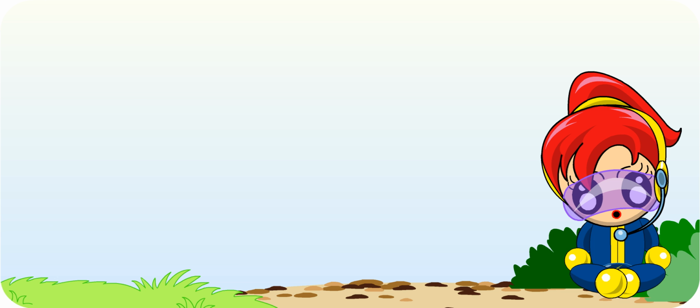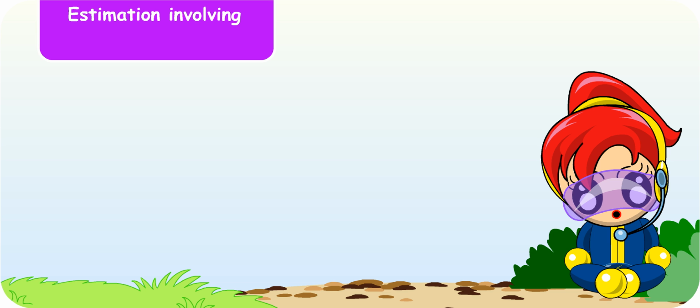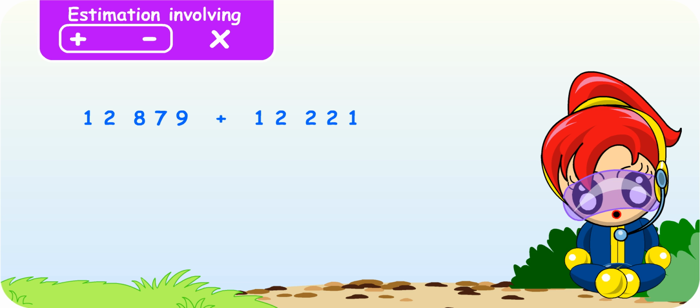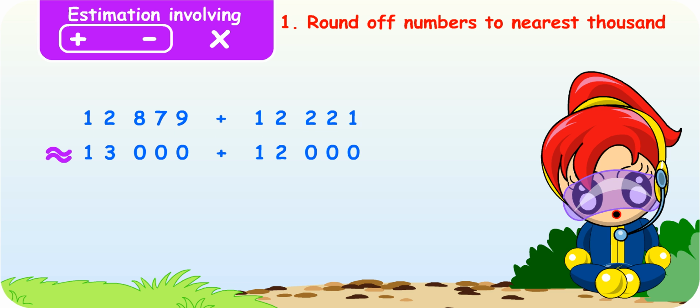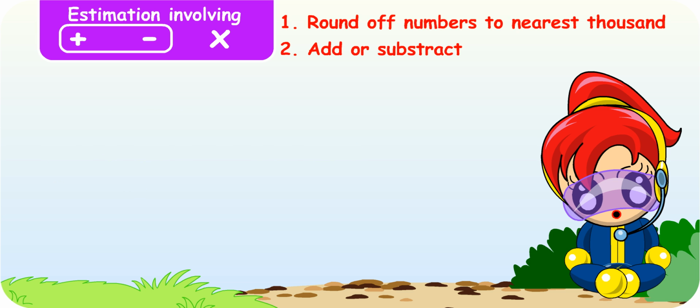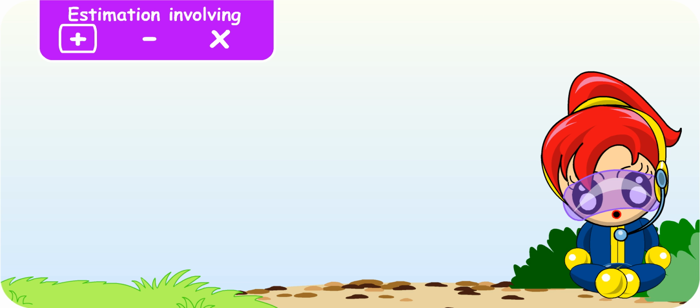We will now learn how to estimate the answers in calculations involving addition, subtraction, and multiplication. In estimation involving addition and subtraction, we round off the numbers to the nearest thousands first. Then we add or subtract. Let me give you some examples.